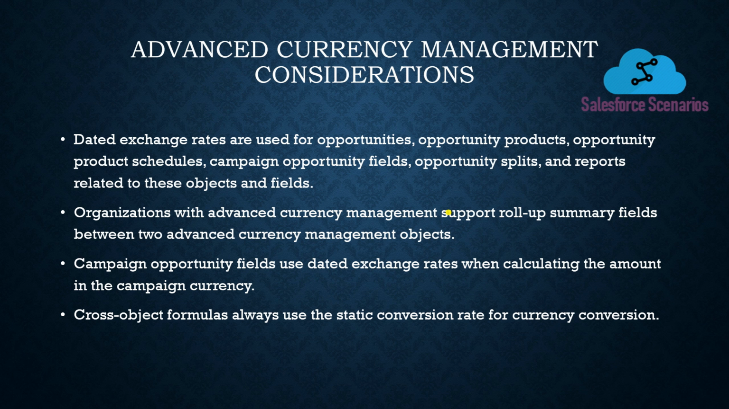Let's take the example of this current month again. What we are doing is that 1 USD equals 75 rupees, right? But maybe for the upcoming month 1 USD equals 72 rupees. That type of fluctuation we can manage in Salesforce accordingly.